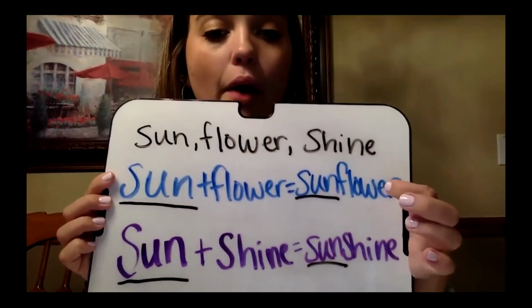So sun, perfect. So you guys can see we have sunflower and sunshine. And sunshine is basically when the sun is shining down on us, right? It's when we can maybe feel the sunshine and feel the heat, but the sun is shining and it's very bright outside. And that is what sunshine means.